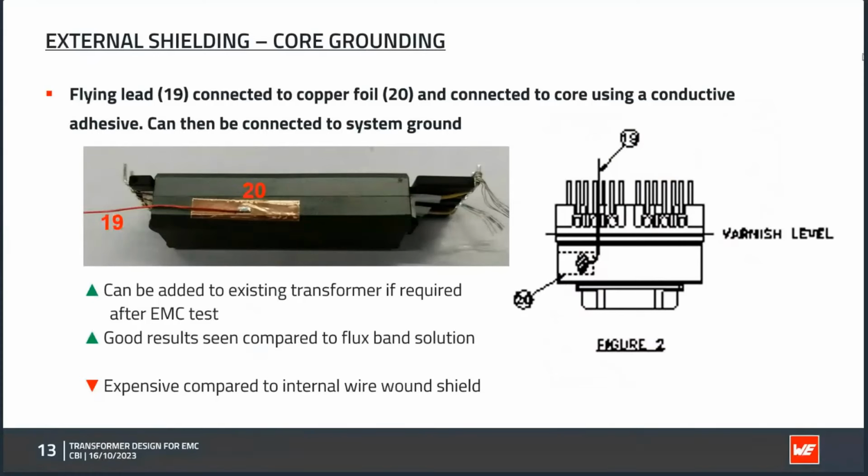Here's a little trick that we tried in the past. Instead of wrapping the whole transformer into a flux band, we can also just put a little sticker of a copper foil onto the side of the core. The benefit is, of course, it is less labor, so it's much quicker just to put the sticker. We can still solder a lead wire to the foil, so we can connect the foil and the complete core to ground, to the system ground.